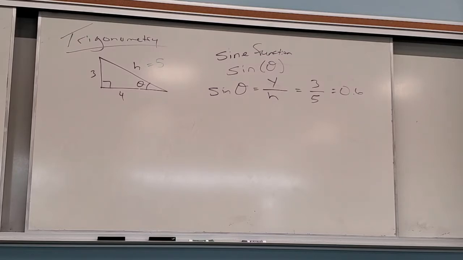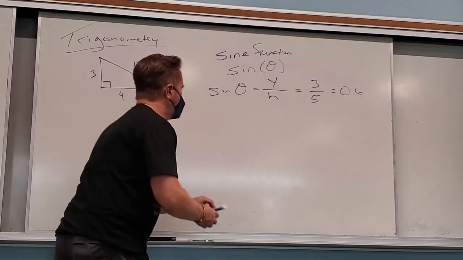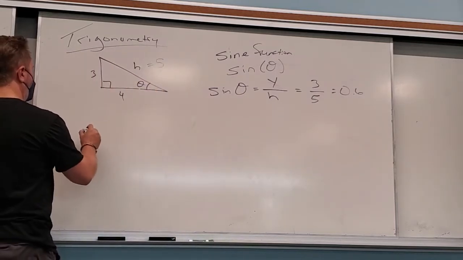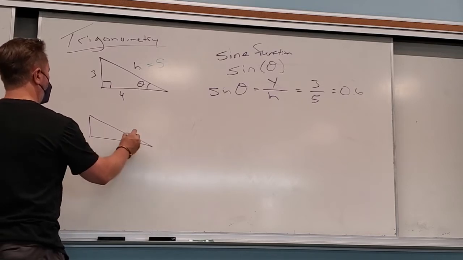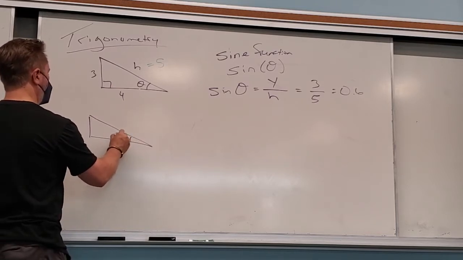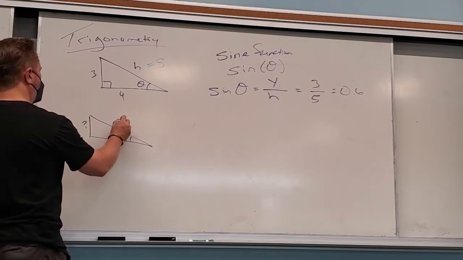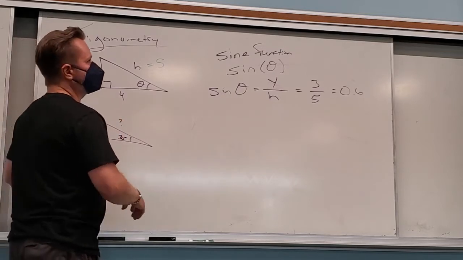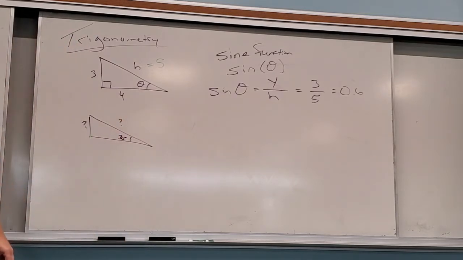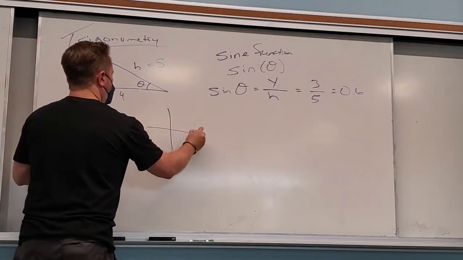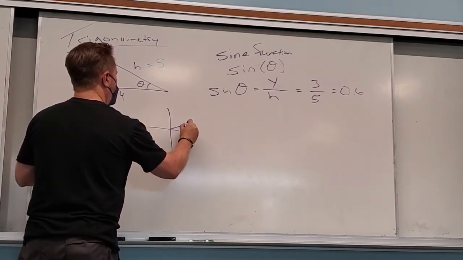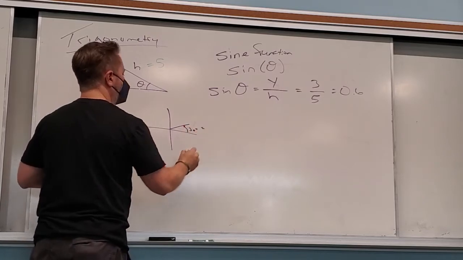So can you all do sine? I want sine of 30 degrees. So like this is 30 degrees. So I want to know what this is. So let's do sine of 30 degrees. But what's 30 degrees in radians?